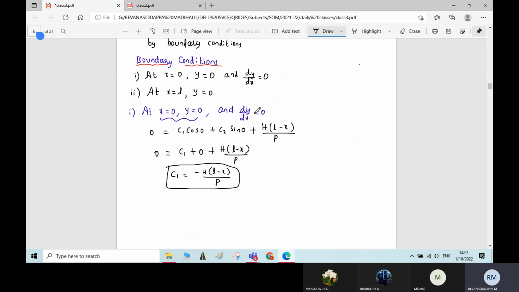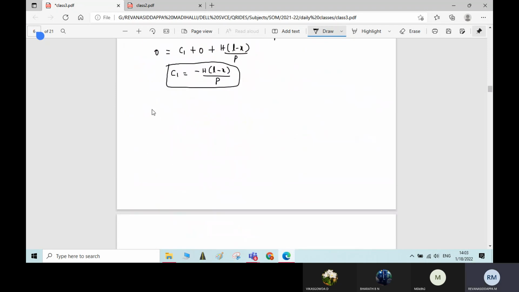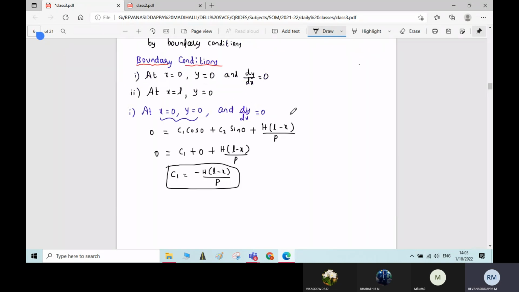Now I'll take the second part of the first boundary condition. The second part of the first boundary condition is at x equal to 0, dy by dx equal to 0. Or else first you want the value of dy by dx, no? Dy by dx.